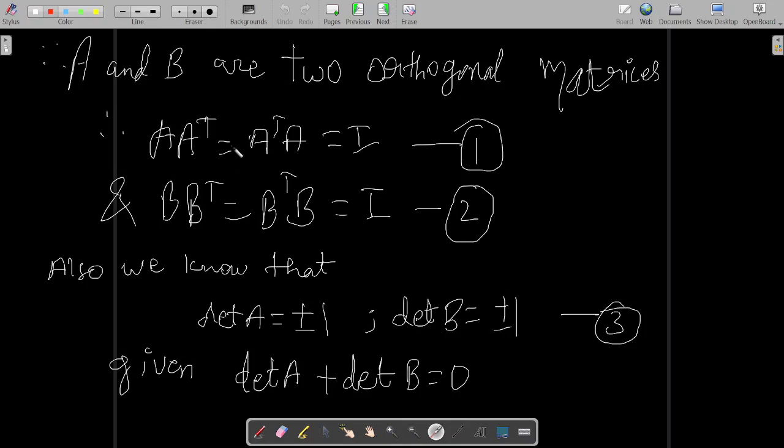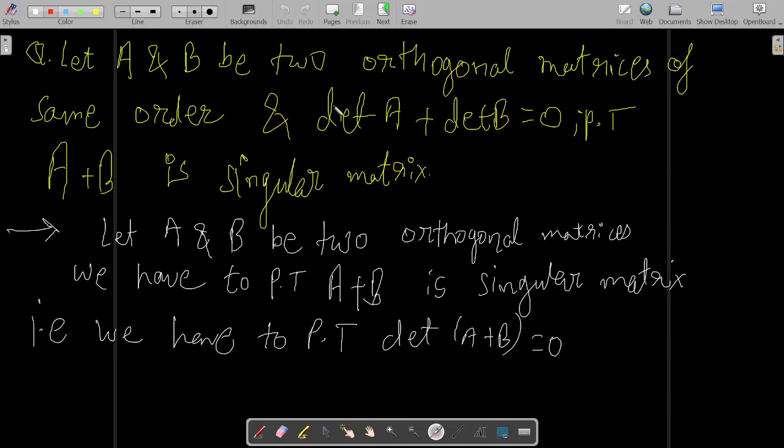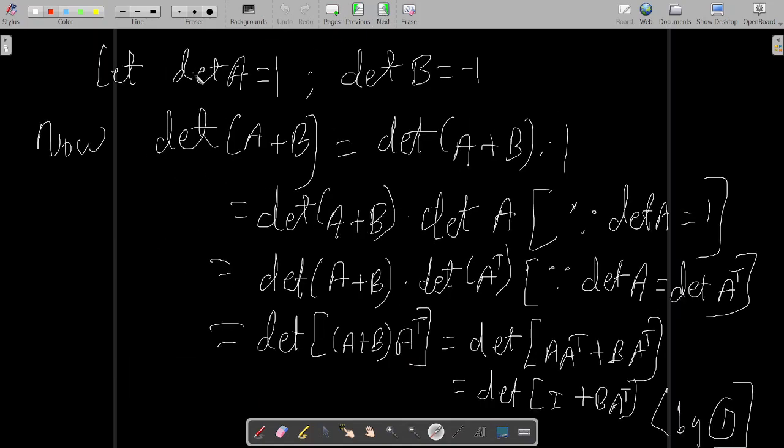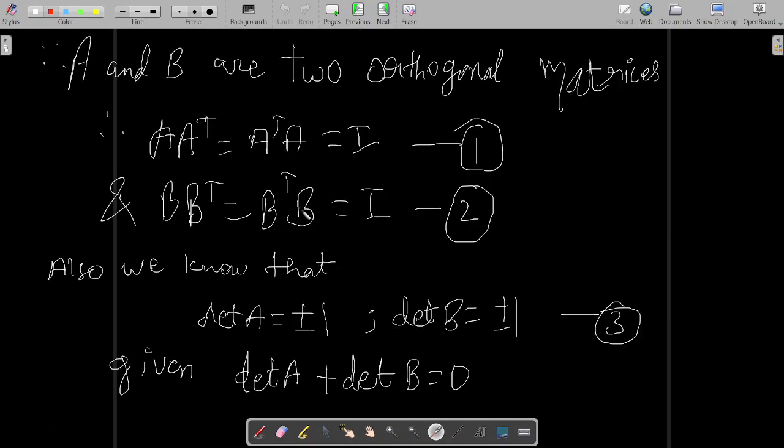Now, the situation which is given to us in the question is that determinant of A plus determinant of B equal to 0. So given is that determinant of A plus determinant of B equal to 0. So let us consider a situation of this kind, that determinant of A can be +1 or -1, determinant of B can be +1 or -1. So the addition of these two must be 0.